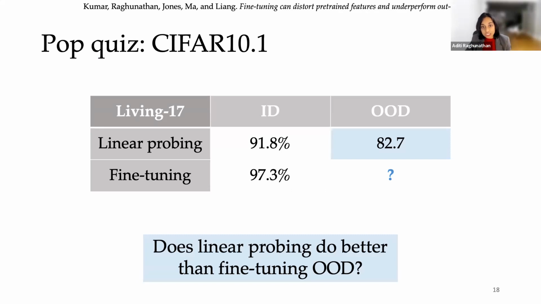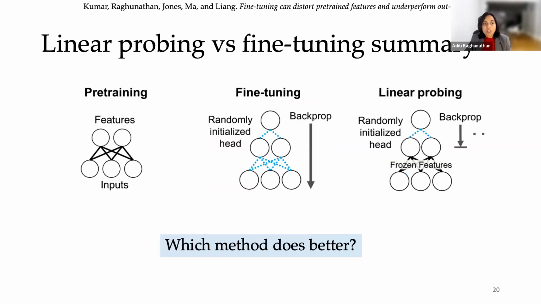In distribution, we see the same trend as before, where fine-tuning was better than linear probing. And here out of distribution, we see that in the previous case, linear probing did better, but here the reverse is true. So fine-tuning actually continues to do better than linear probing out of distribution as well. And so to summarize, the picture is a bit nuanced.